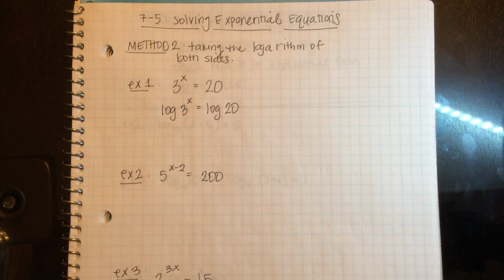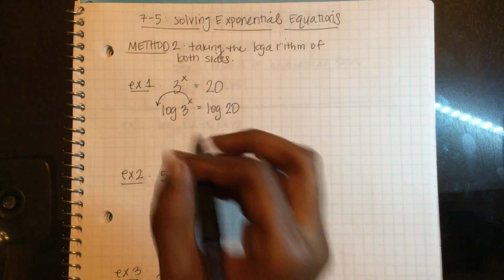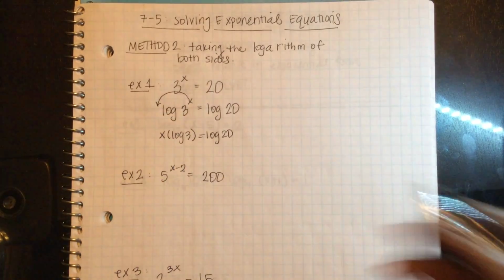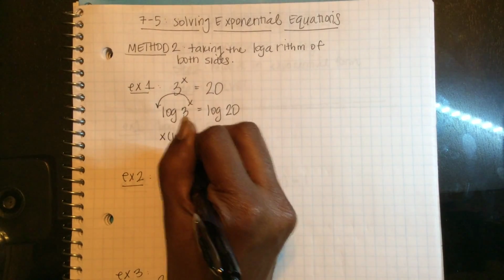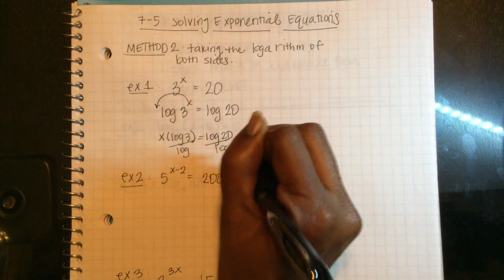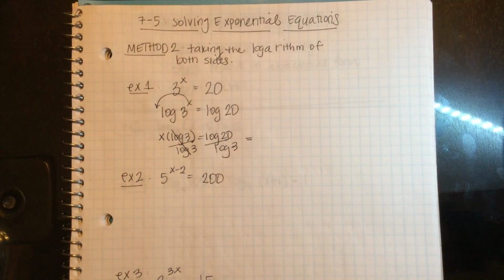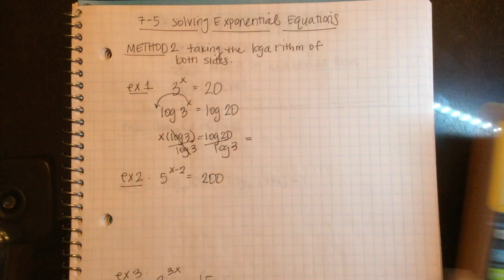Now I'm going to use my properties of logarithms, which state I can take my exponent and bring it down to the front. x times log of 3 equals log of 20. My next step to isolate x is to divide by log of 3 on both sides of my equation. It'll cancel out. So x is log of 20 divided by log of 3, which is approximately, let's say, 2.7, rounded to the nearest tenth.